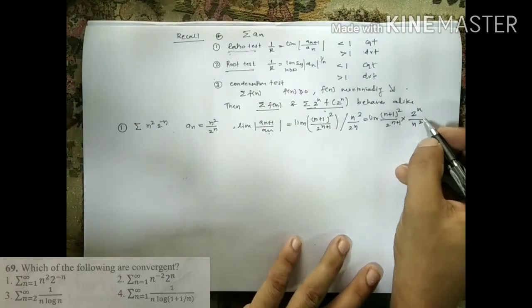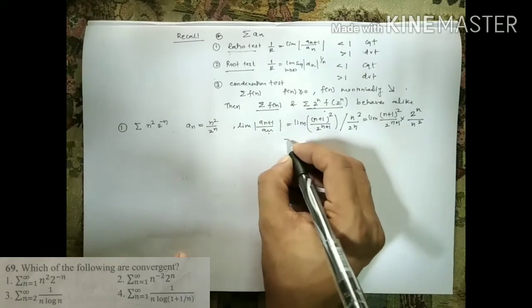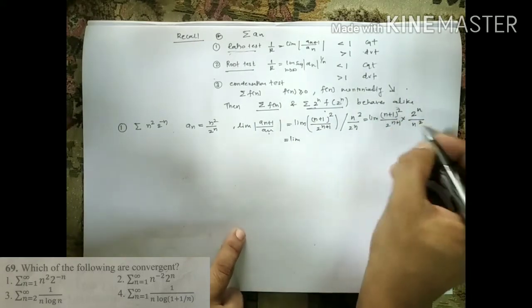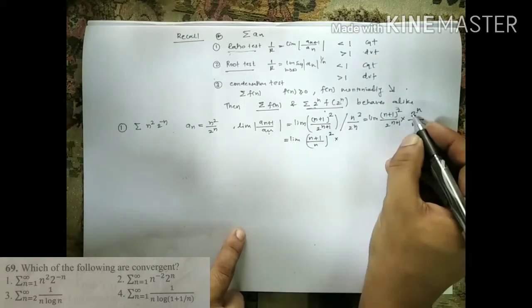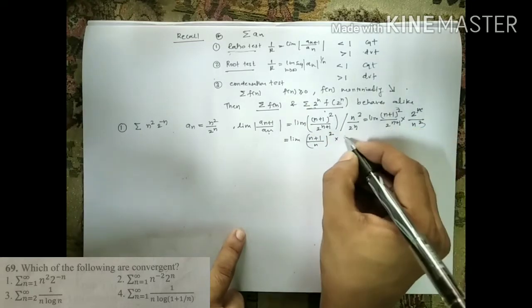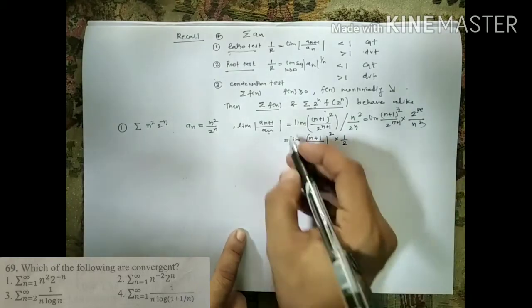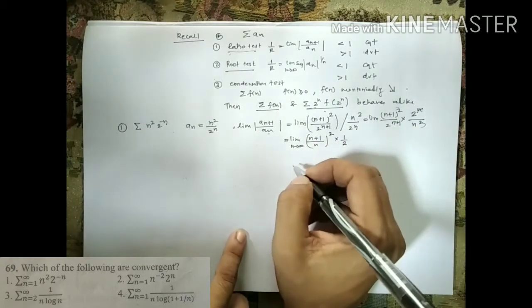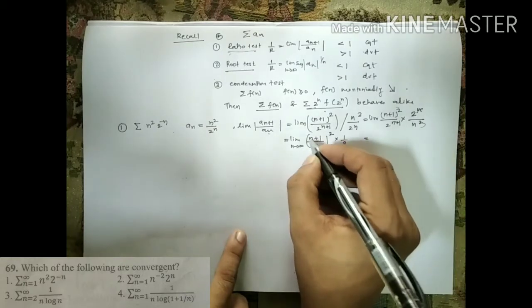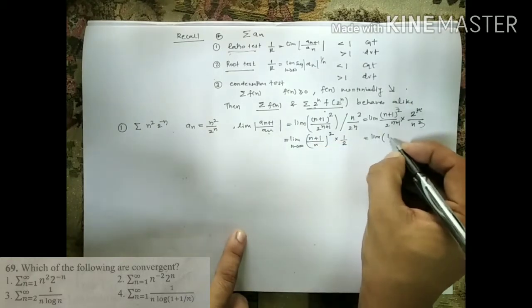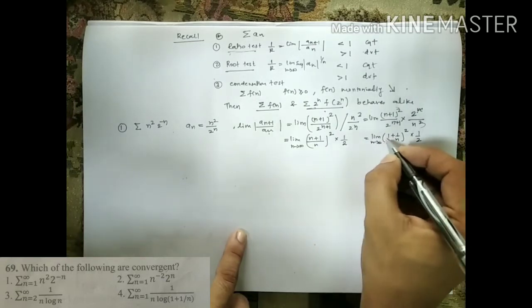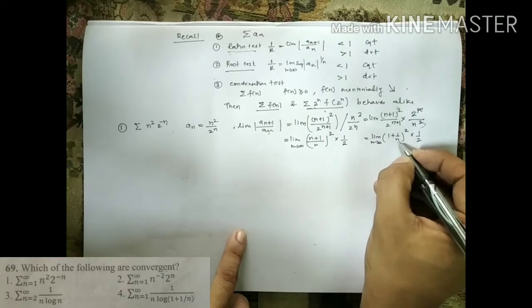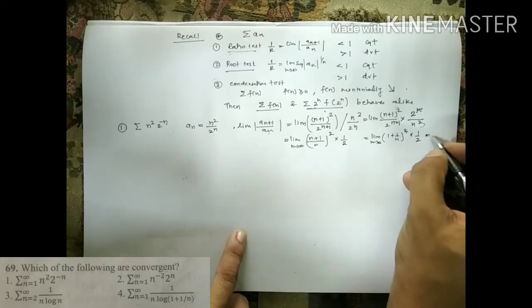Now what terms are getting cancelled? If I take this term together, it becomes n plus 1 upon n, to the whole square, into 2 raised to n, and this 2 raised to n gets cancelled, and we will have 1 by 2 in the denominator. The limit is n approaching infinity. If I divide by n, I get the limit of 1 plus 1 by n, whole square, into 1 by 2. As n tends to infinity, 1 by n becomes 0, since 1 upon infinity means 0. 1 plus 0 is 1, and 1 square is 1, so the answer will be half.